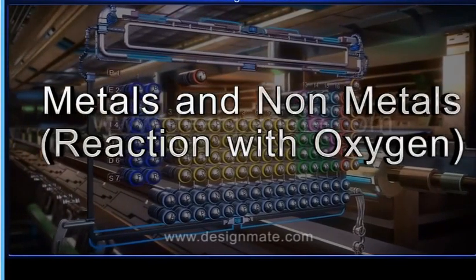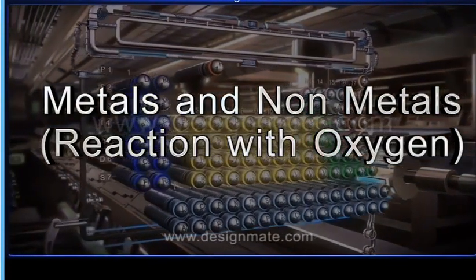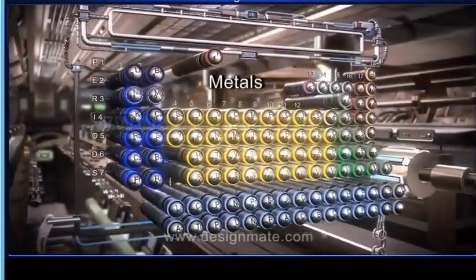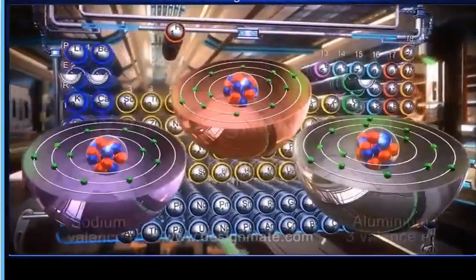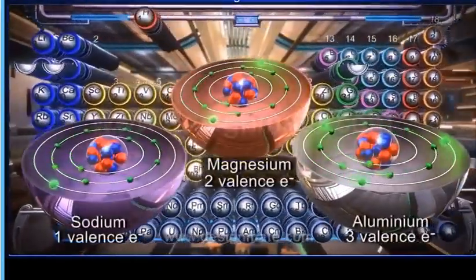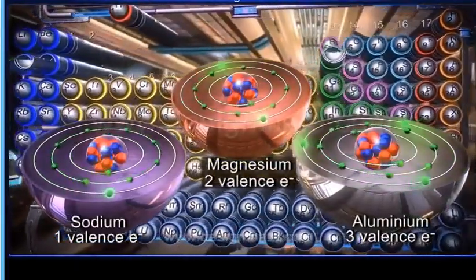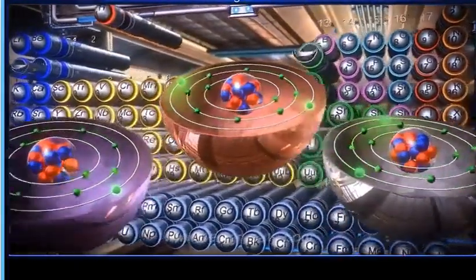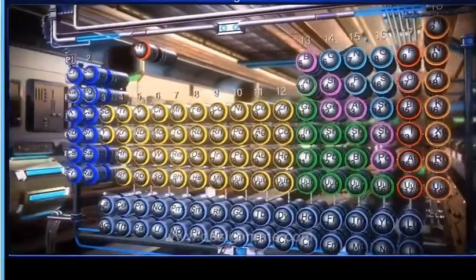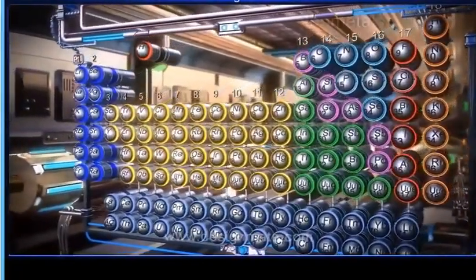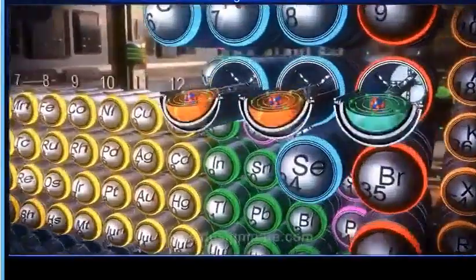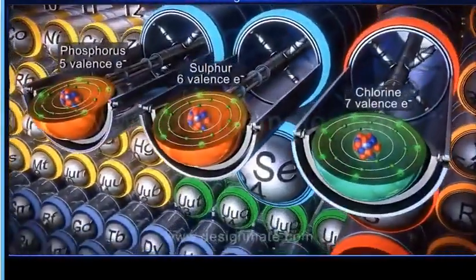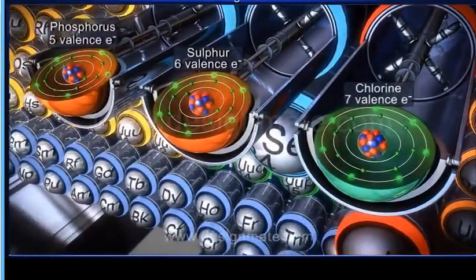Metals and nonmetals. Most of the elements in the periodic table are metals, and they generally have 1, 2, or 3 electrons in their outermost shells. Nonmetals, present to the right side of the periodic table, have 5, 6, or 7 valence electrons.